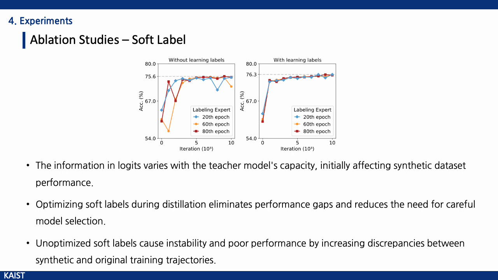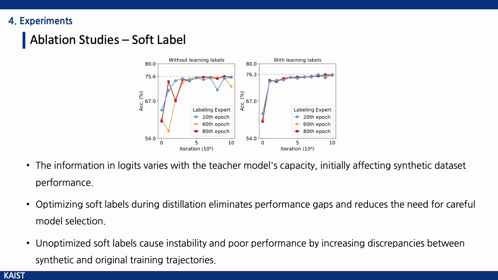The ablation studies also reveal the impact of the teacher model's capacity on soft labels. The information contained in logits varies depending on the capacity of the teacher model, which initially affects the performance of the synthetic dataset. However, by optimizing soft labels during the distillation process, this performance gap is eliminated, significantly reducing the need for careful model selection.